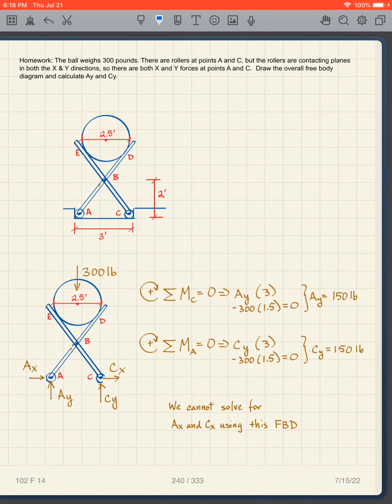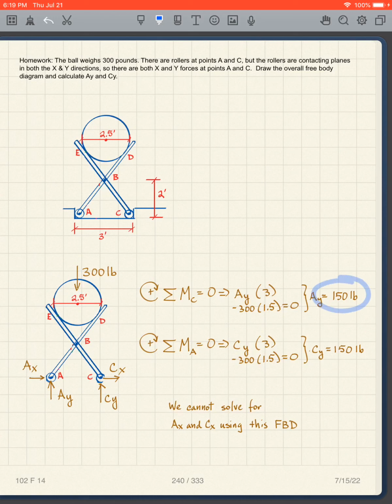Okay, it's pretty straightforward. I have a free body diagram with the 300 pounds acting down the middle. I've got AY, CY, AX, and CX, so I have to show them all. Now when I calculate them, if I take moments about C, AX and CX go through that point, CY goes through that point, and so I only have one unknown, and that's AY. So I can calculate AY by taking moments about C.